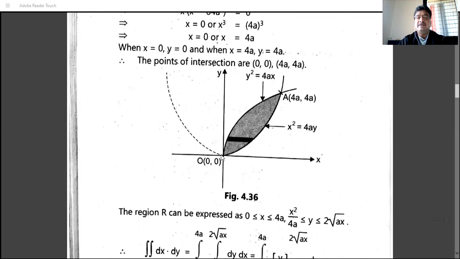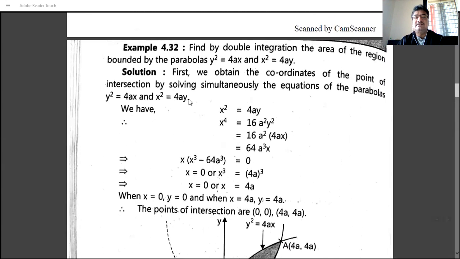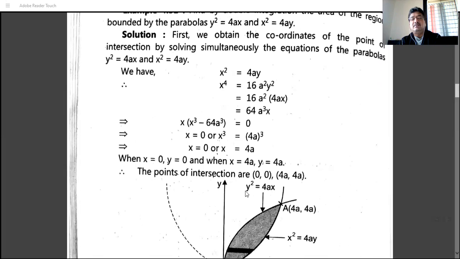Okay, now first find the point of intersection of these two parabolas. So solve the two equations simultaneously, that is solve y square is equal to 4ax and x square is equal to 4ay for x and y. So we get the coordinates of the intersection point. So x square is equal to 4ay. Squaring both sides, and then substitute y square as 4ax, or substitute y as root 4ax, and then squaring both sides.